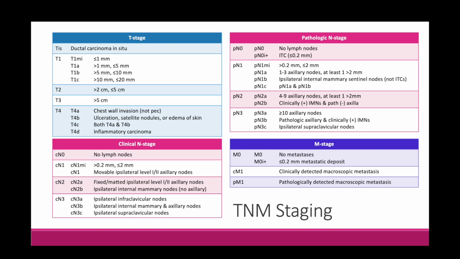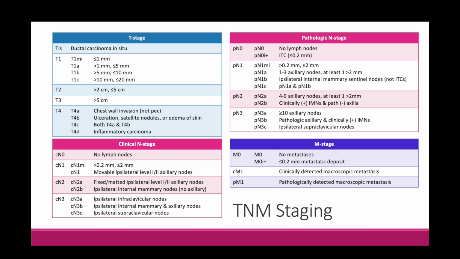CN2 then is divided into A and B based on the following. CN2A is fixed or matted ipsilateral level 1 to 2 axillary lymph nodes. You can imagine that if the nodes are fixed, matted, they're not movable. That's a little bit worse than if they were movable. So that's N2A. And then N2B is if we have ipsilateral internal mammary nodes.